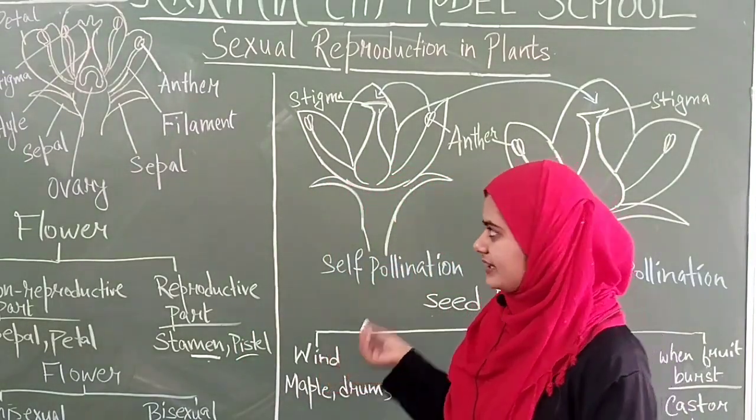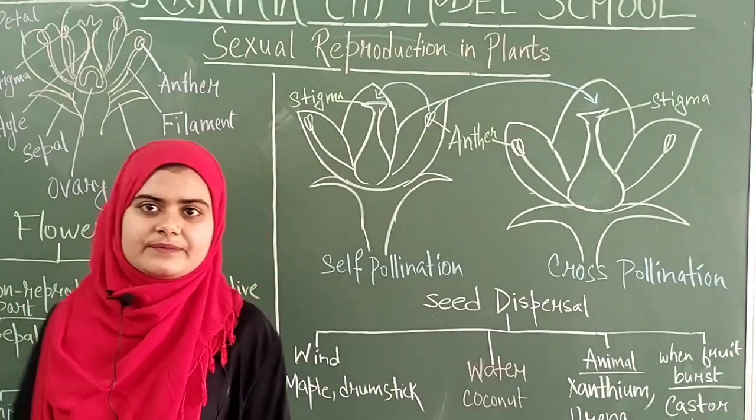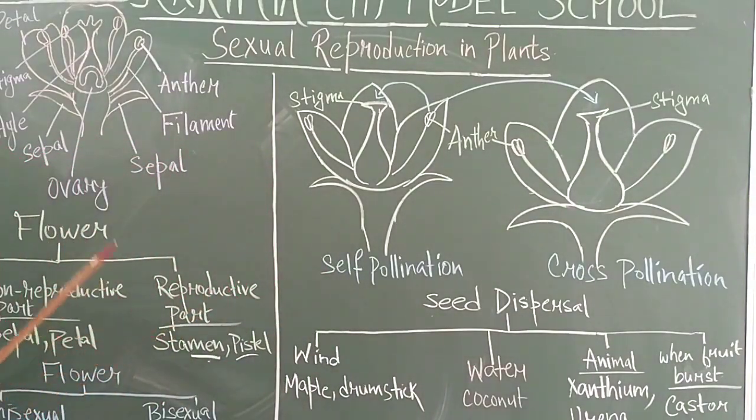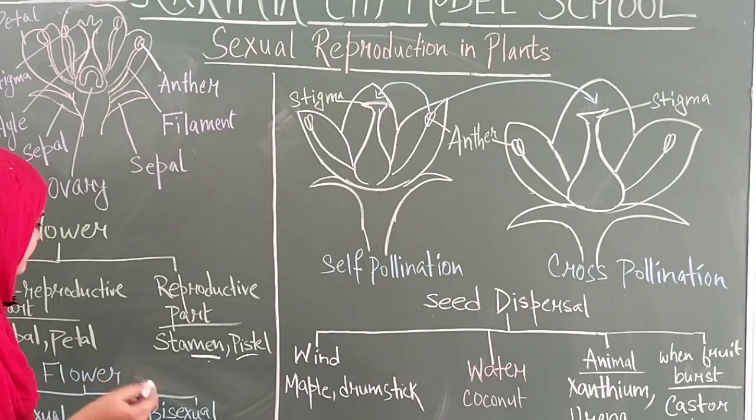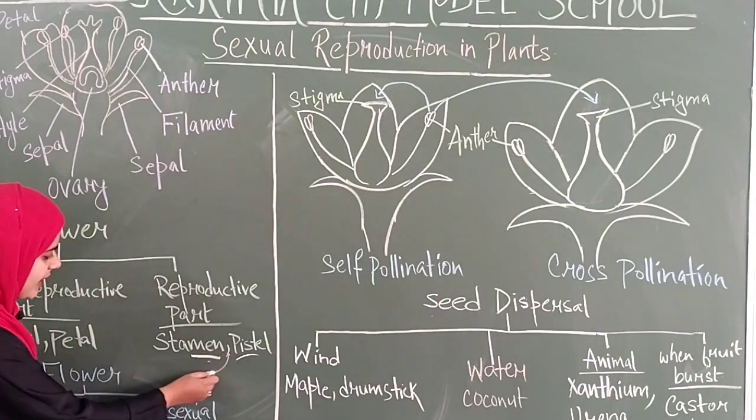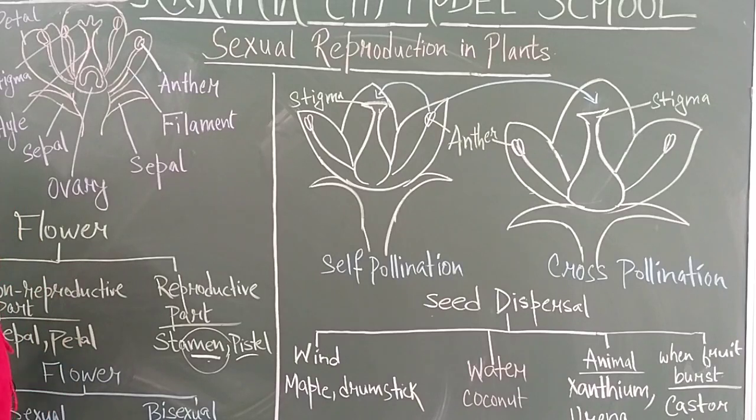It is so simple. Once again I am repeating. This is stamen. Stamen means male reproductive part. How will you remember? Men, men will stand for the male reproductive part.